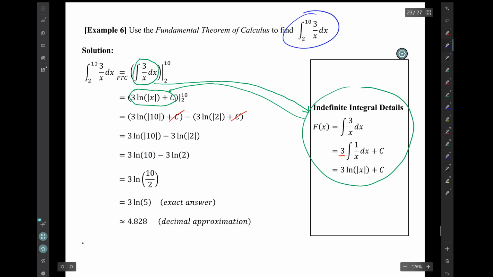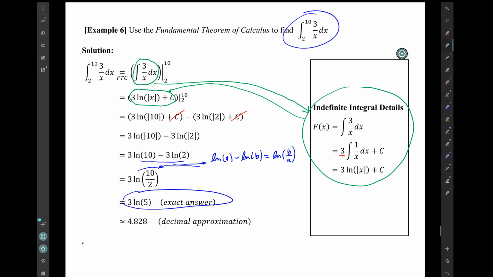Also, remember the rule of logarithms. ln of a minus ln of b is ln of b over a. So we use that rule to simplify that logarithm expression, which simplifies further to 3 ln of 5. So there is an exact answer. A decimal approximation rounded to 3 decimals would be this. So the only way to write that answer exactly is 3 ln of 5. Doesn't matter how many decimal digits you write down, it won't be exact.